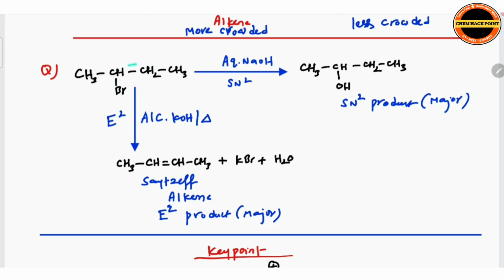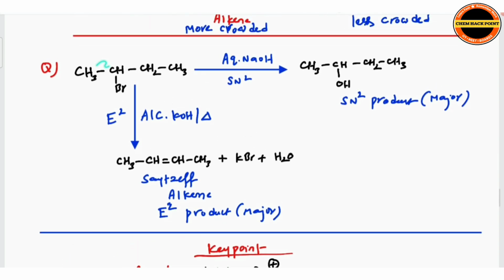But why are we removing from here? Because under the Zaitsev rule, the more crowded alkene is the major product. Here more crowded means the double bonded carbons with fewer hydrogens. For example, if I remove hydrogen from here, you will get more hydrogens. So the more crowded alkene is more stable according to the Zaitsev rule, where the more crowded alkene is the major product in the E2 reaction. Whenever a bulky base is used, then you have to show the less crowded one. Less crowded means we have to remove hydrogen from this side, and here you will get the double bond.